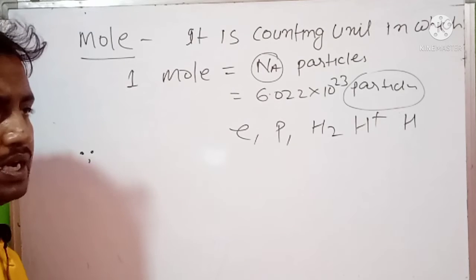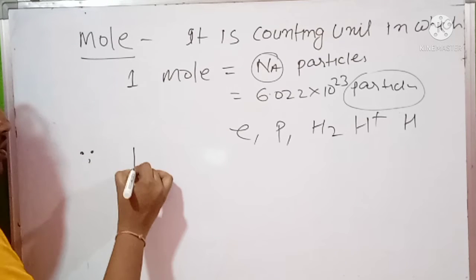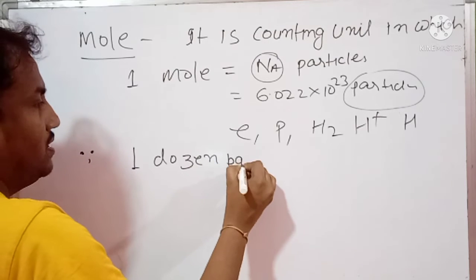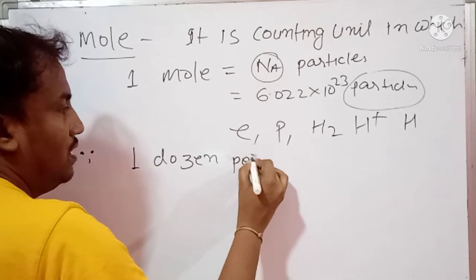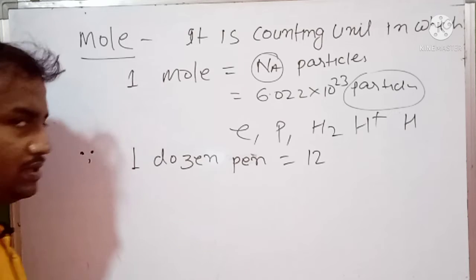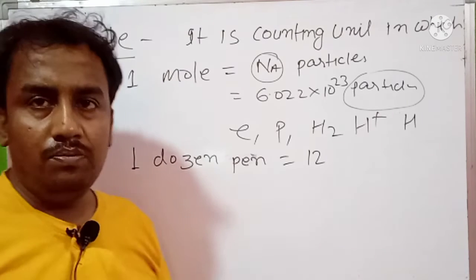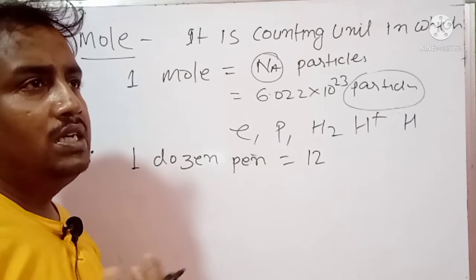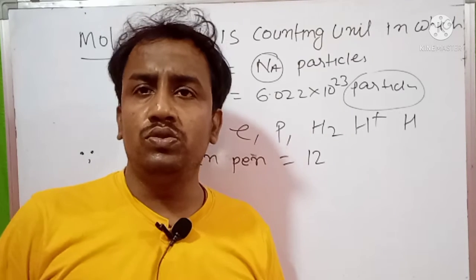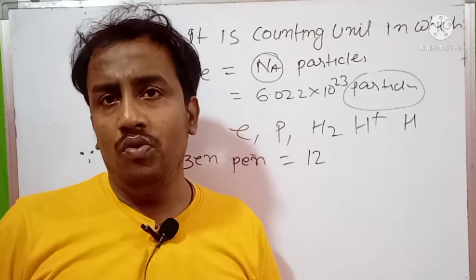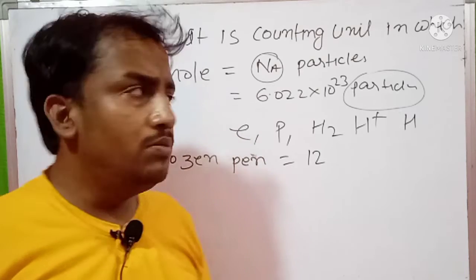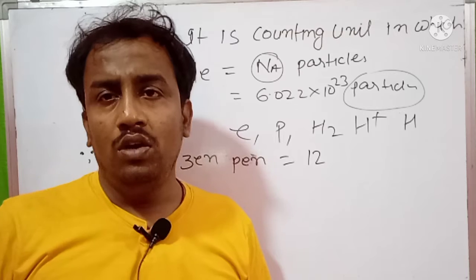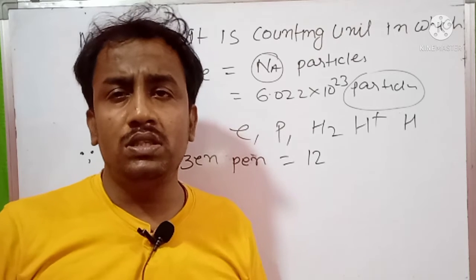Let us have an example. Suppose you go to the shopkeeper and ask him, please give me 1 dozen pens. He will give you 12 pieces of pen. Similarly, in any room or system, if there is a mole of any particles, it will be equal to 6.022 into 10 to the power 23, which is countable.